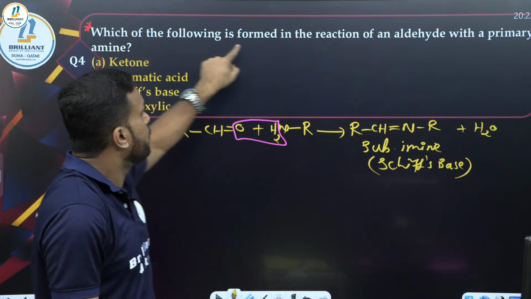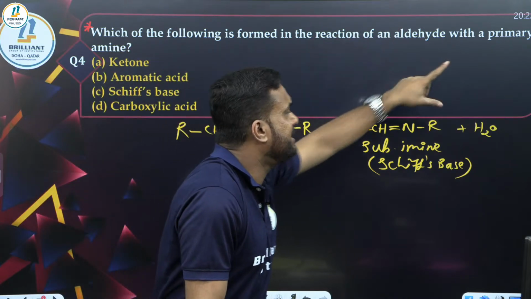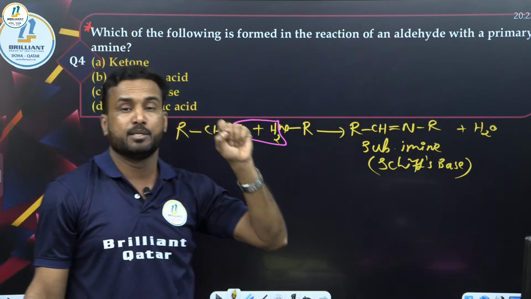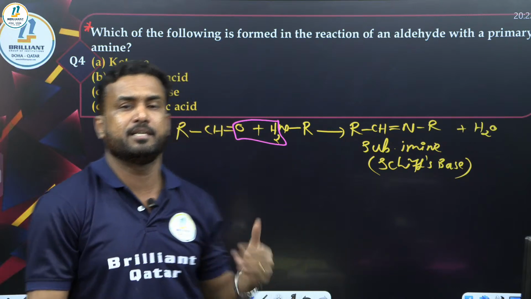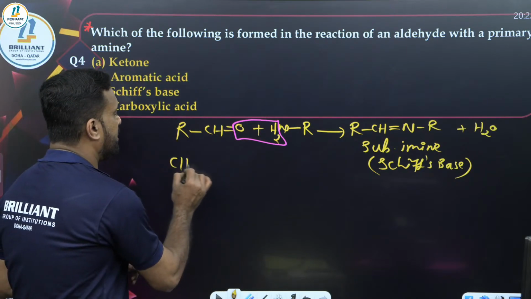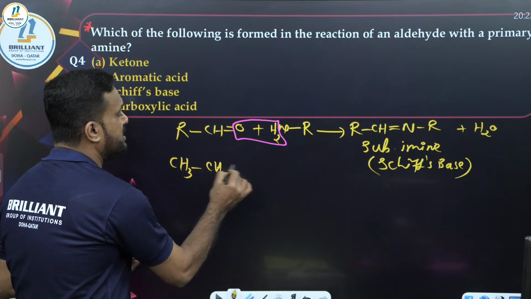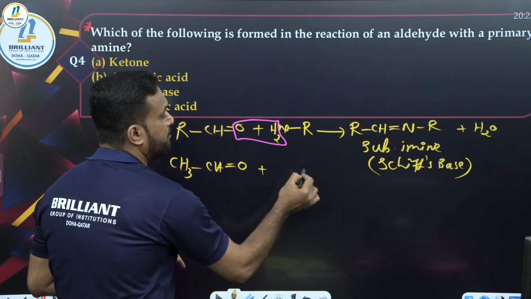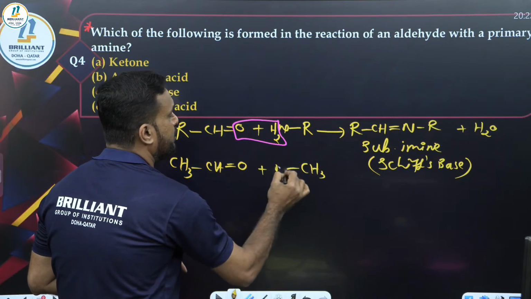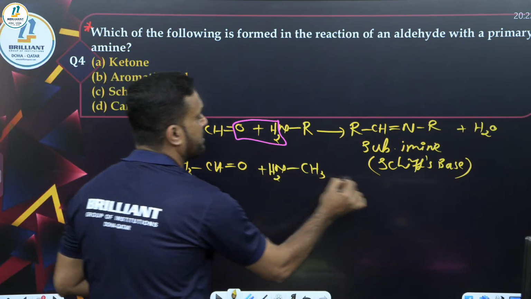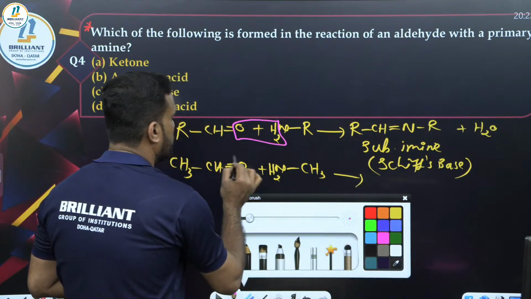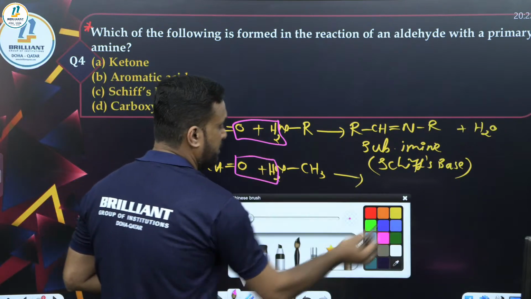Which of the following is formed in the reaction of an aldehyde with a primary amine? Whenever any aldehyde, say CH3CH=O, reacts with methylamine, CH3NH2, the product will be like this. Here water will be removed, and then you can write the product.